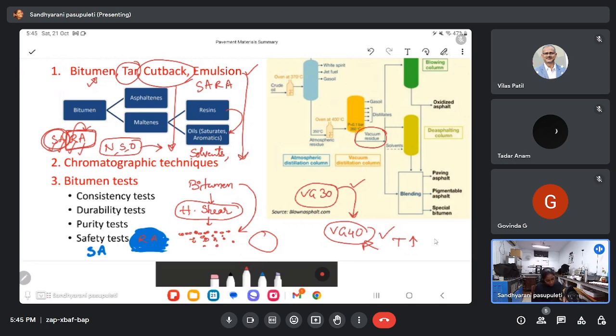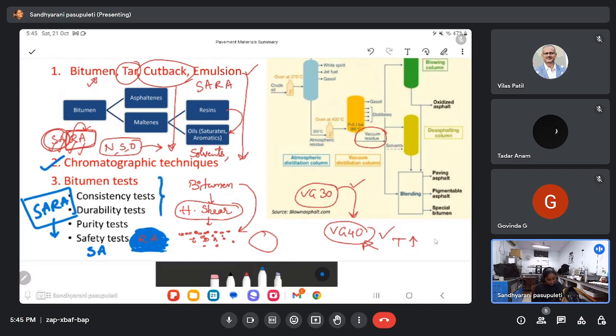So how do I know, if a bitumen is given, how much amount of asphaltenes are there, how much saturates are there? That is based upon the chromatographic techniques. We have the SARA test. So we have exclusive equipment to extract the amount of all four components. So these are the chemical analysis.